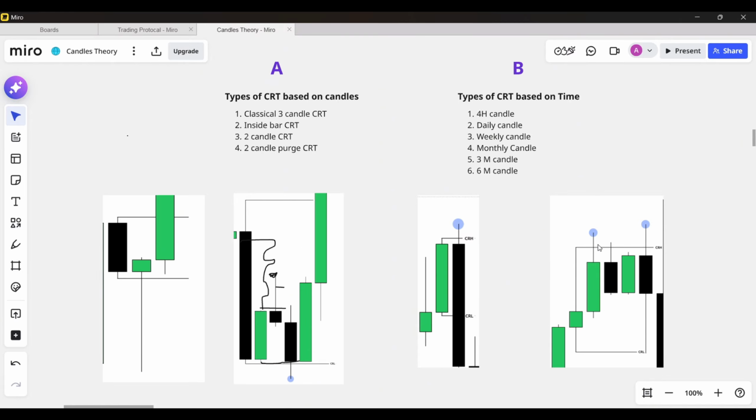And the fourth one is the two purge candle CRT. This is the first purge, and it didn't complete the 50% of the CRT. Here would be the 50%. The market opens here, right over here: low, high, close. The purge. This is our first push, but it didn't go to the 50%. If the 50% has been reached, I'm done. I will close my partials and set break even.